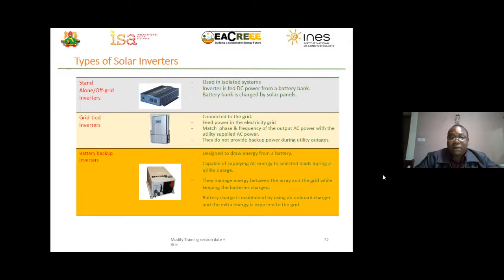Then many of them manage energy between the array and the grid, while usually keeping the batteries always charged, so that whenever power is needed and the grid has been cut, you can always have energy or power available. So battery charge is maintained using an onboard charger because it's an inline kind of system. Whenever the power is available, it charges as you continue using. Usually the extra energy is exported to the grid.